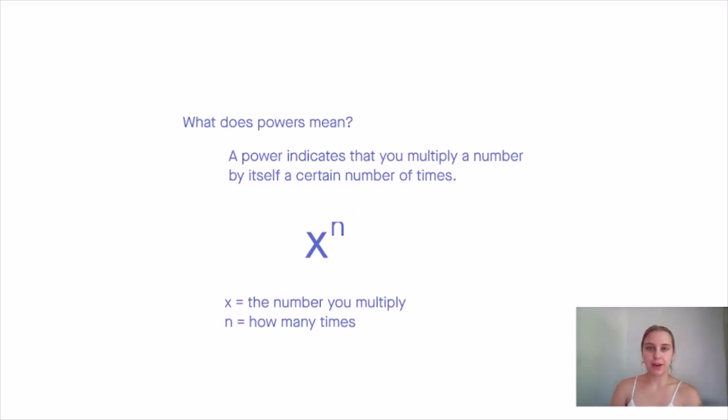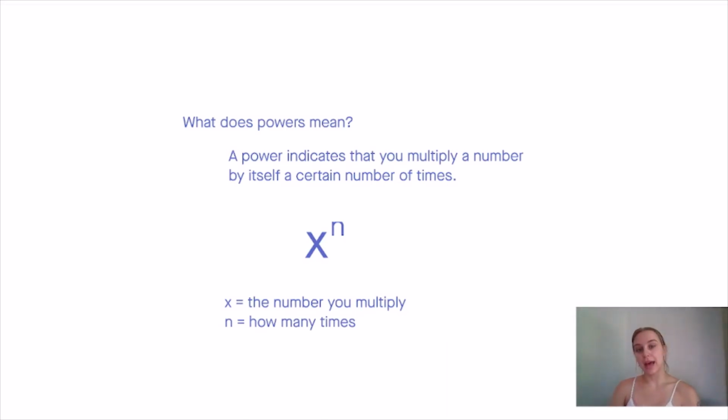So if you haven't heard of it before, what is a power? What does that mean? A power is something that indicates that you multiply a number by itself a certain number of times. You'll see it written down like this, where x will be a number and n will be another number that's written just to the top right of your first number. So x, the big number in this case, is the number that you will be multiplying. It's the number that you will be doing anything to. And the n is how many times you multiply it by itself.